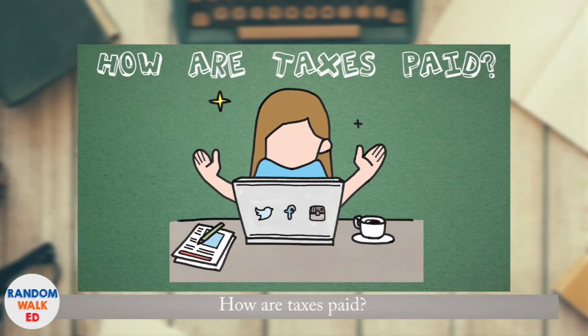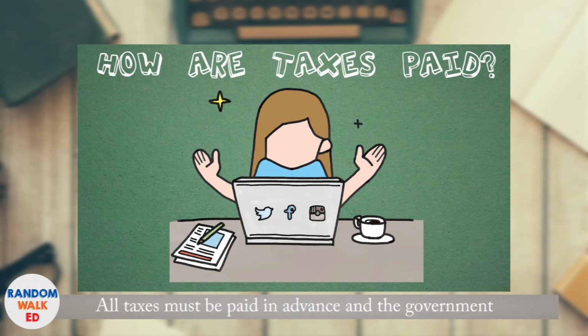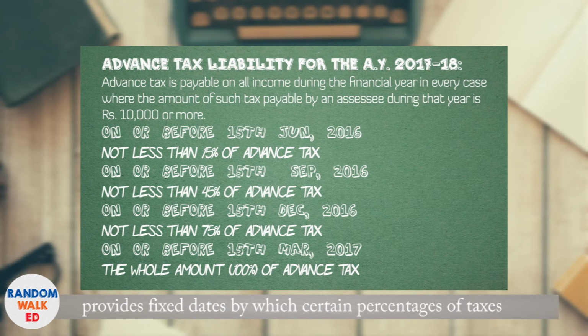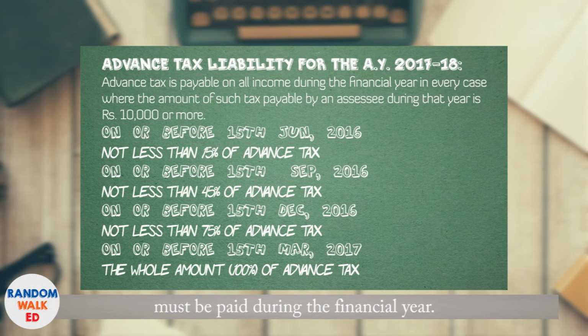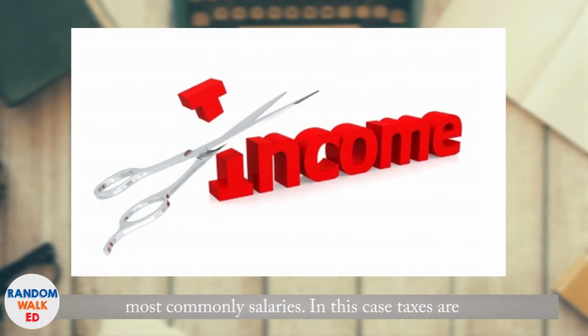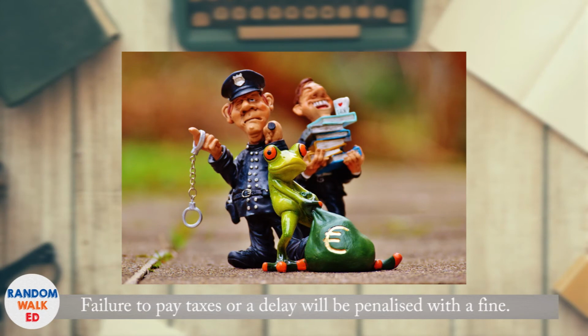How are taxes paid? All taxes must be paid in advance, and the government provides fixed dates by which a certain percentage of taxes must be paid during the financial year. Taxes can be deducted at source for various types of income, most commonly salaries. In this case, taxes are first deducted and then the income is paid out. Failure to pay taxes or a delay will be penalized with a fine.